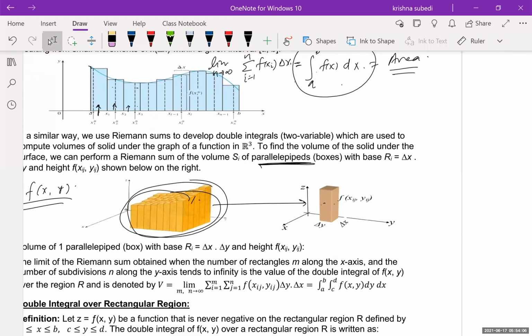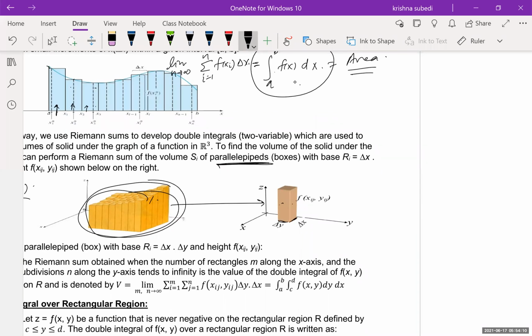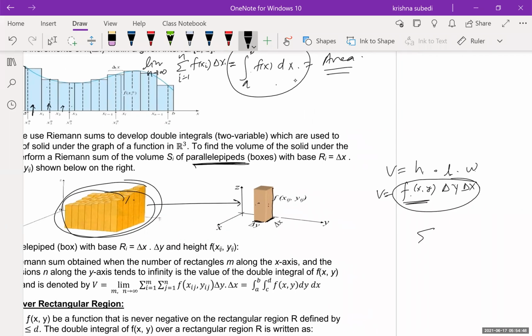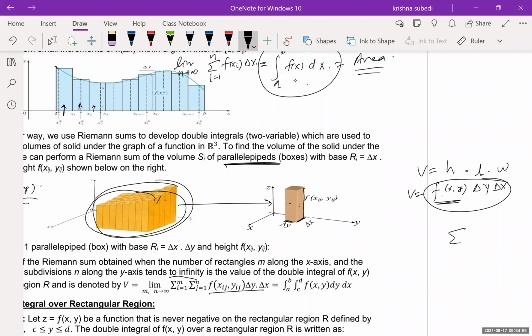Now, you see, this one is your delta x, this one is your delta y, and this is your f. So if I do f of x, y, times delta x, times delta y, what do I get? This is your height, this is your length, this is your width. Length times width times height, what is that? Clearly this is a volume, right? So the volume of one box is given by this. And there are infinitely many boxes there, so I sum all of them up. I find the sum of all of the boxes.